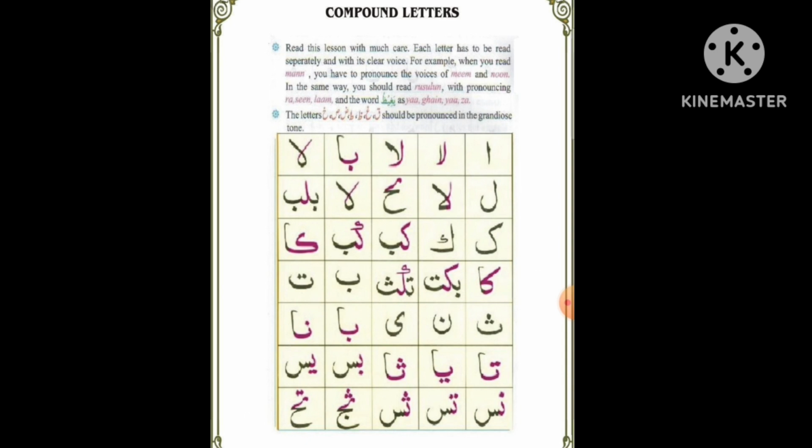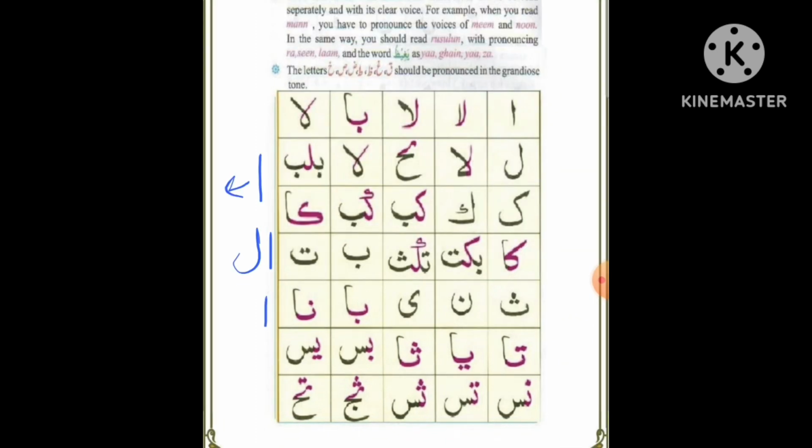Many people think that it is Alif Lam, but let me tell you one thing, that Alif will never join from this side. If you want to write Alif Lam, you will write an Alif and a Lam separately. If you want to write Alif Ba, you will write Alif separately, Ba separately. If you want to write Alif Jim, you will write Alif separately and Jim separately. So Alif will never join from this side, it always joins from this side, like in this Ba Alif.